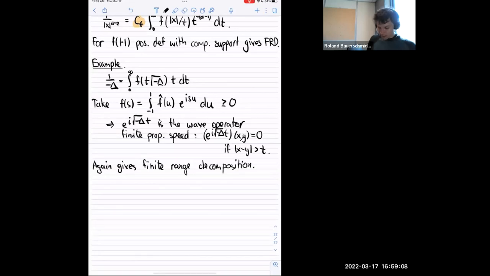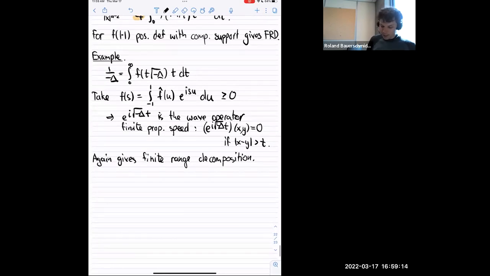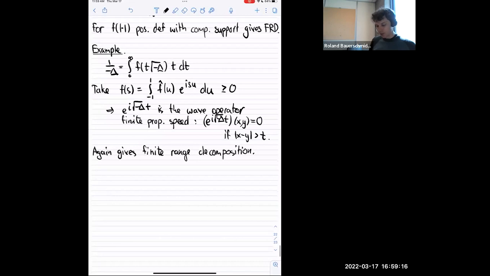And in this case, you can easily get a lattice analog by just using a discrete time wave equation, which also exists and has nice properties. This way you can obtain an analog that works on the lattice.